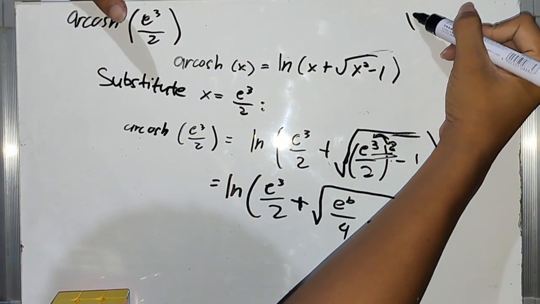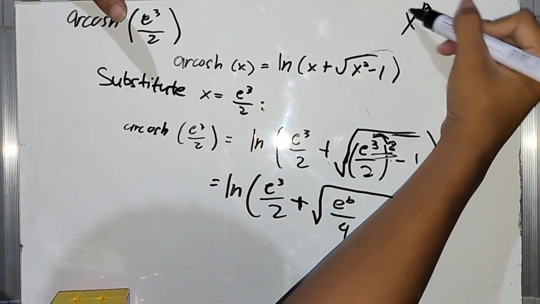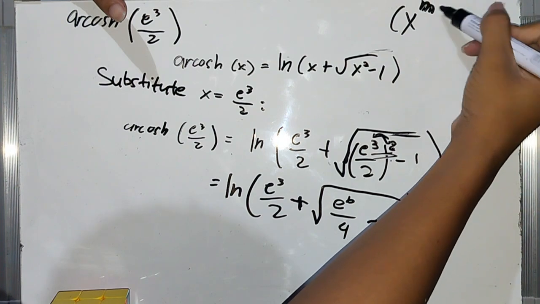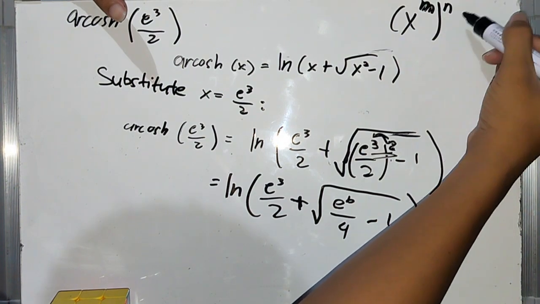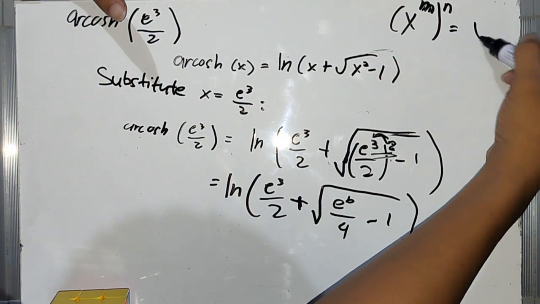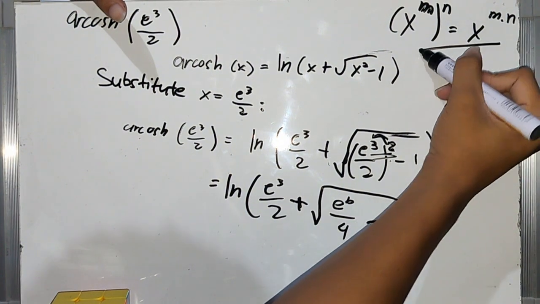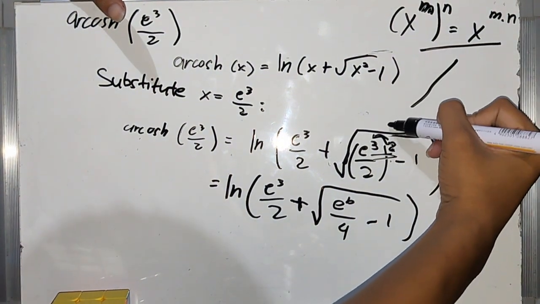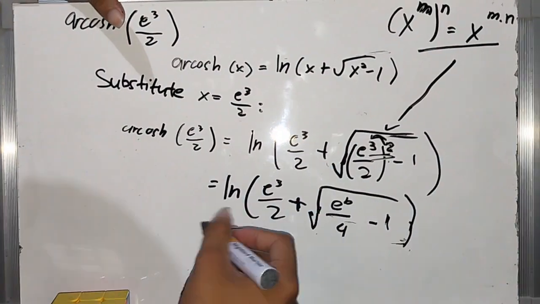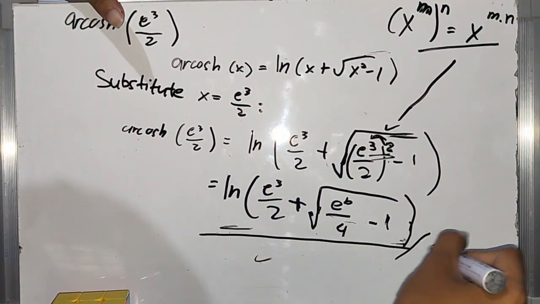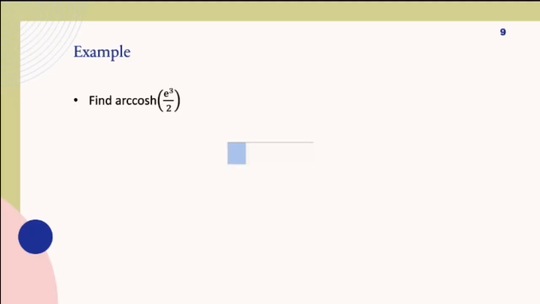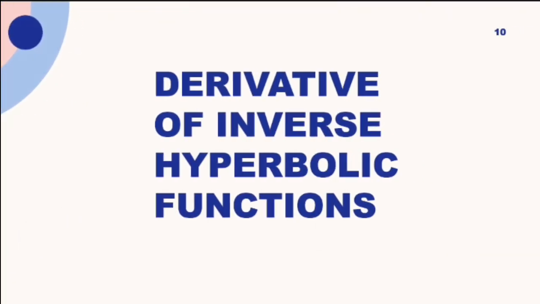X to the power of n equals x to the power of m times n. As we go on to derivative of inverse hyperbolic functions.